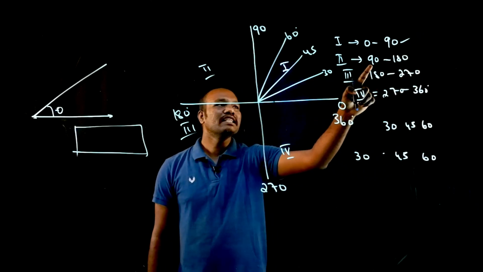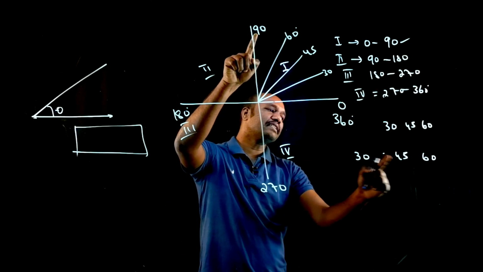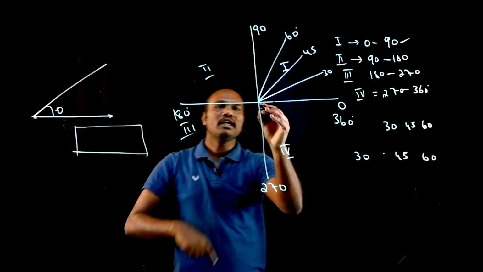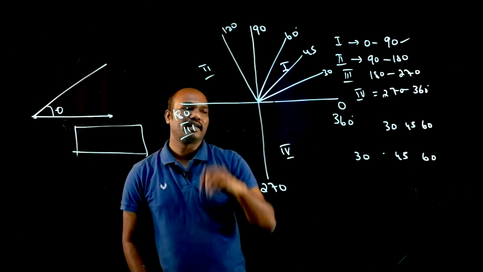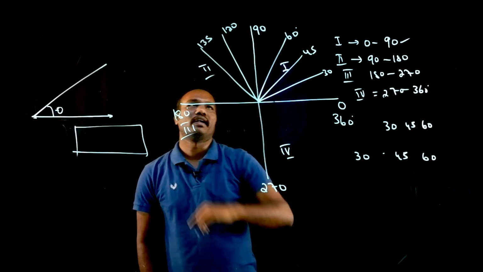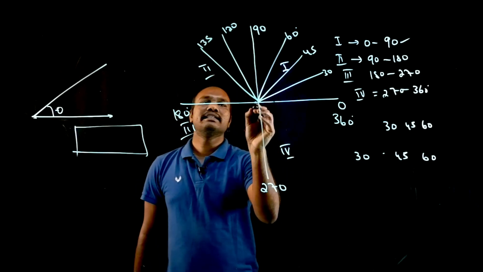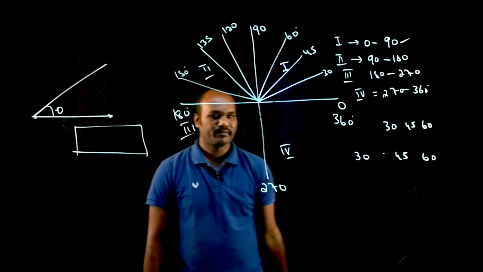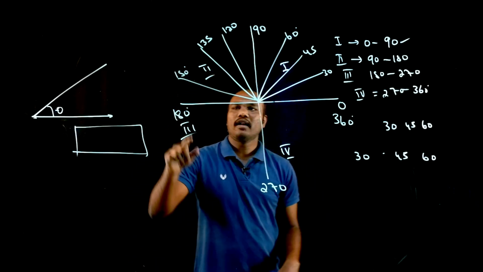In the second quadrant, it starts from 90, so I should start from here. Again, these three angles. 90 plus 30 is how much? 120. This is the 120 degree line. 90 plus 45 is how much? 135 degree. This is an important line. 90 plus 60 is how much? 150 line. This is also important. Is that okay?